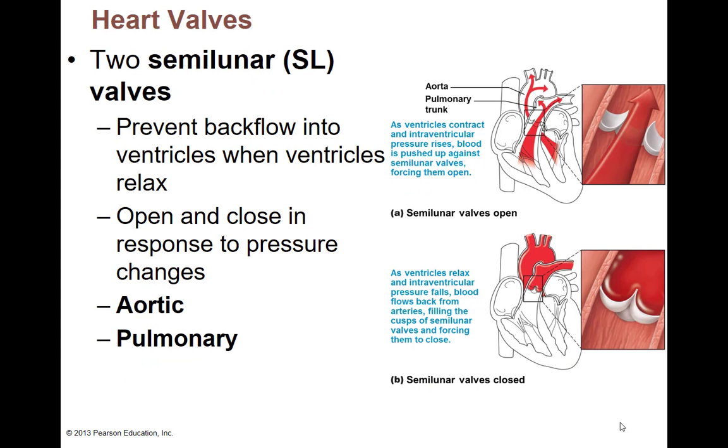But there's two other sets of valves too. There's the semilunar valves: the aortic semilunar valve and the pulmonary semilunar valve. I'm not as good at drawing all these blood vessels on here. They're valves. They prevent backflow. They help make it that unidirectional flow. Now, if you are in this chamber, what is this?